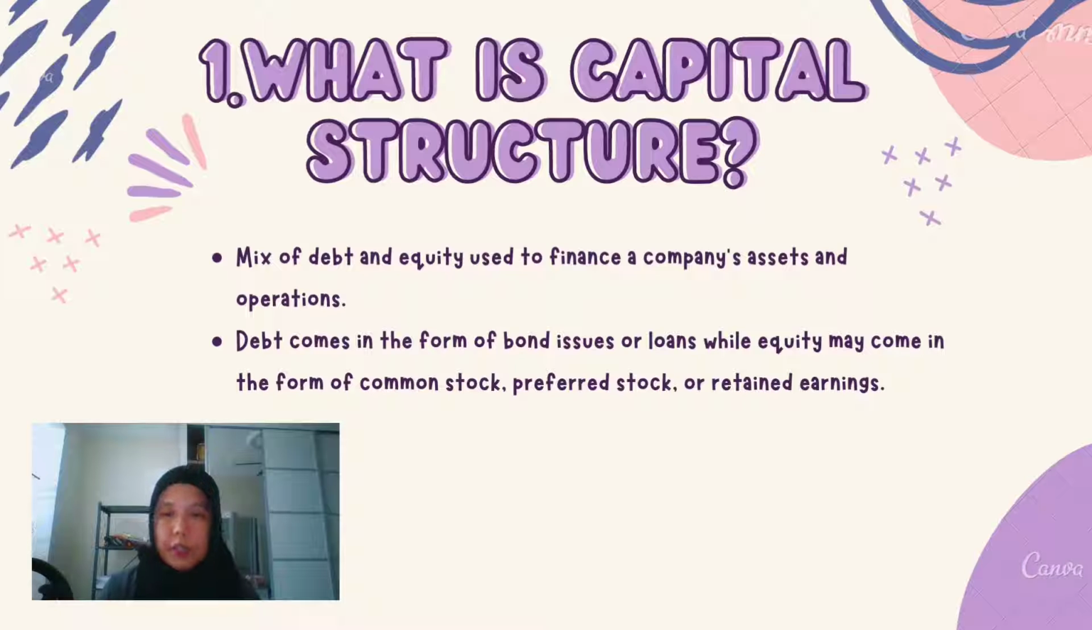The first question is, what is capital structure? Capital structure is the specific mix of debt and equity used to finance a company's assets and operations. Equity capital arises from ownership shares in a company and a claim to its future cash flow and profits. Debt comes in the form of bond issues or loans, while equity may come in the form of common stock, preferred stock, or retained earnings.